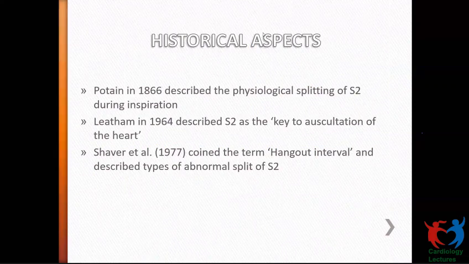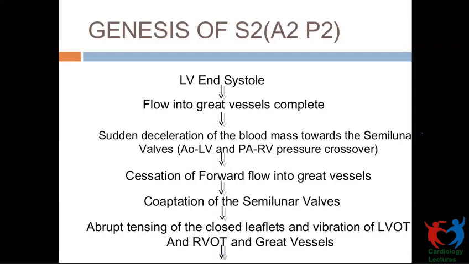So people have realized about S2 splitting. It's called the key to auscultation of the heart, and I totally agree with that statement. If I am an examiner, I am going to keenly observe your S2 description. That means every examiner will keenly observe your S2 description. Please remember that and give extra emphasis on it. You will be thoroughly impressed by murmurs and extra sounds and all that, but the examiner is actually concentrating on S2. What is the genesis?